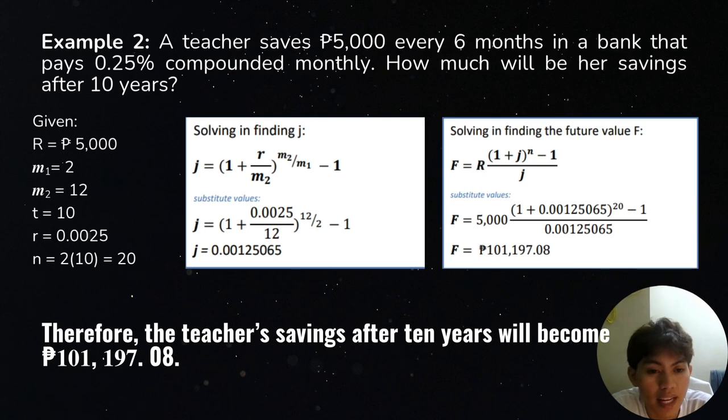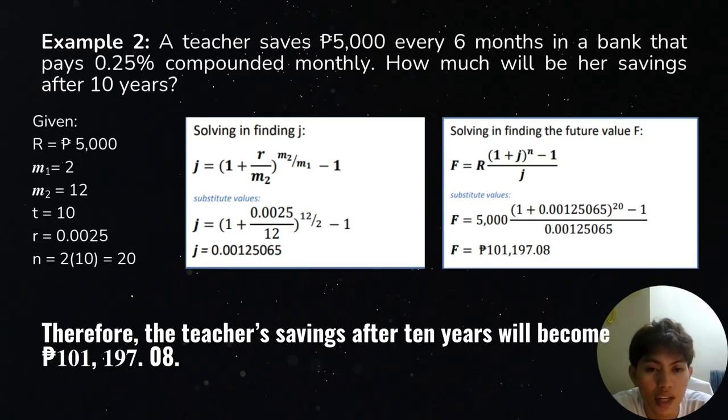Next is to find the value of J, since we cannot proceed with the future value formula if we don't have the value for J. Same as the previous example, we'll just substitute the values for the formula of J until we arrive at the value of 0.0125065.